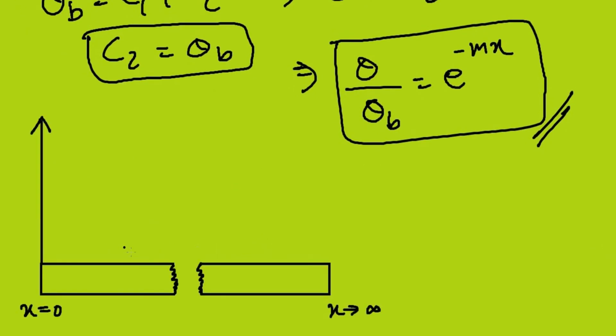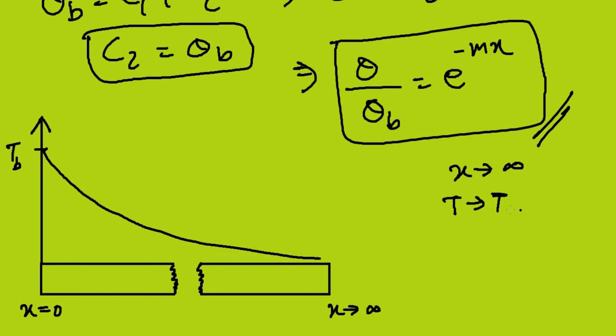So if I draw the temperature profile, it will look somewhat like this. The base of the fin will be at a temperature Tb. Now there will be exponential decay of the temperature. So this is how the temperature will look. This will decay towards the temperature T infinity, because at x tends to infinity we have T tends to T infinity. So it means theta tends to theta infinity.